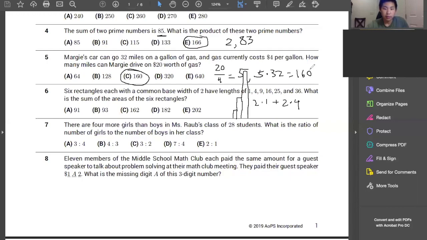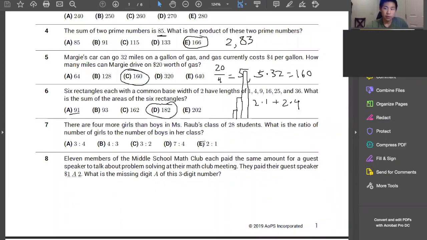So if we add up our heights, we get 91. 36 plus 25 plus 16 plus 9 plus 4 plus 1, that's 91. And then if we multiply by our base width of 2, we'll get 182. And notice they put 91 here to trick you if you forget about the common base.